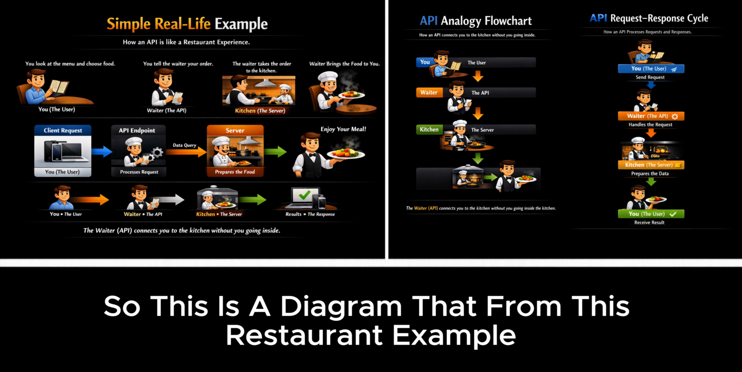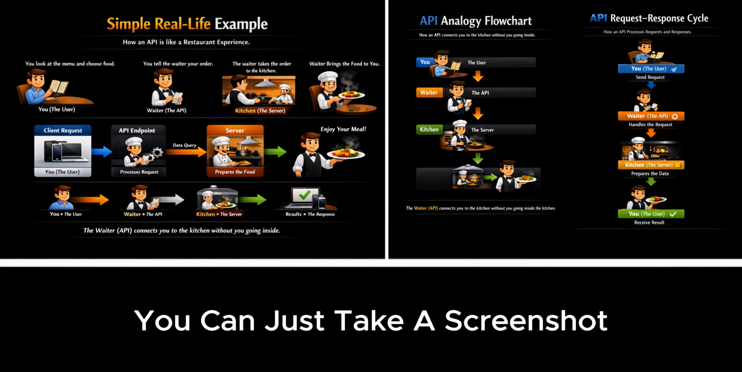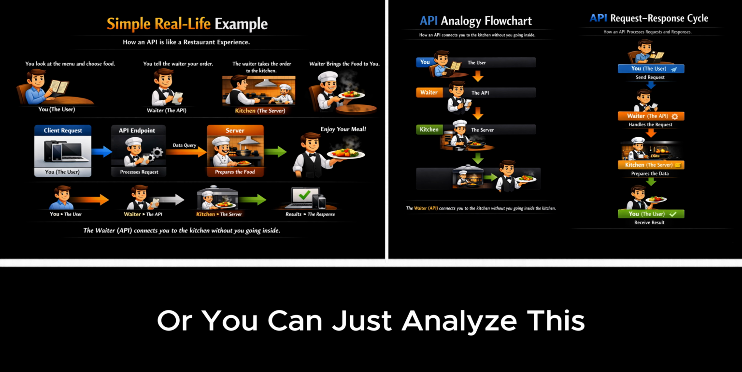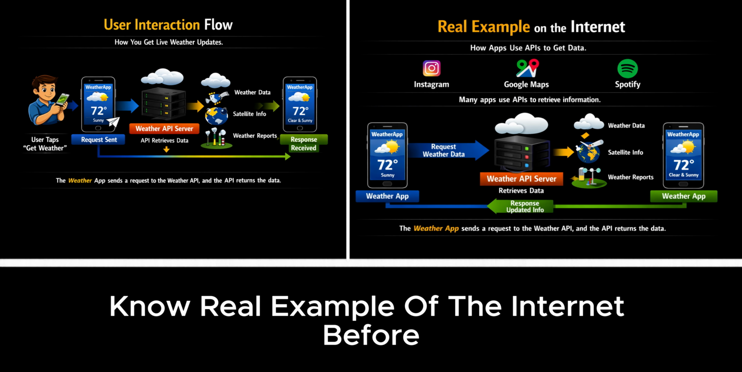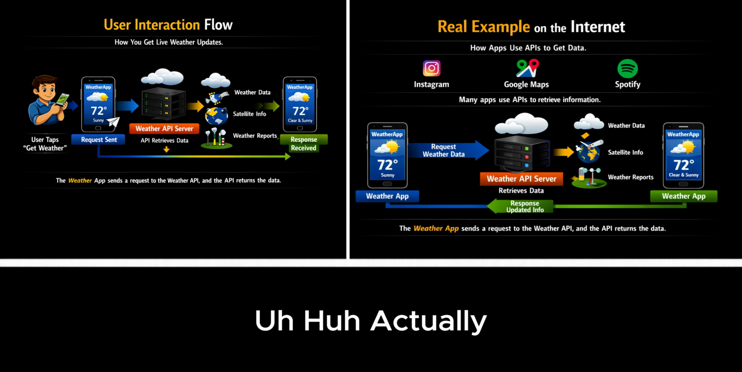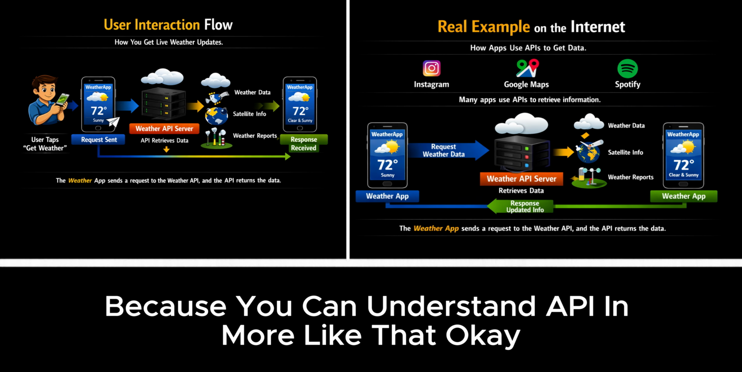So this is a diagram from this restaurant example. You can just take a screenshot or analyze this visually. This would be helpful. Now, a real example on the internet, because this helps you understand APIs better.